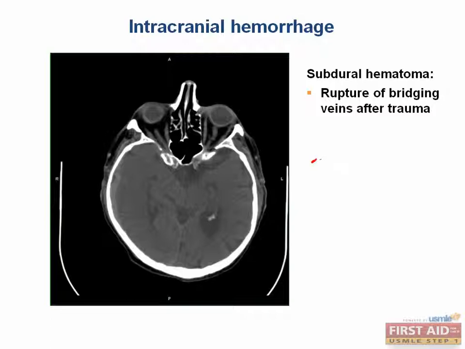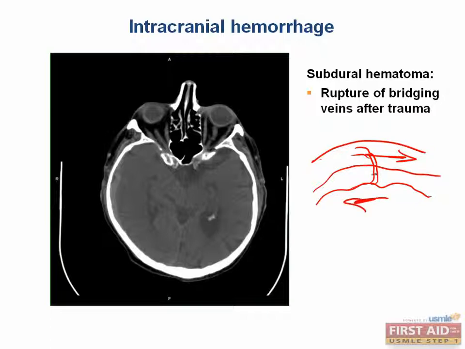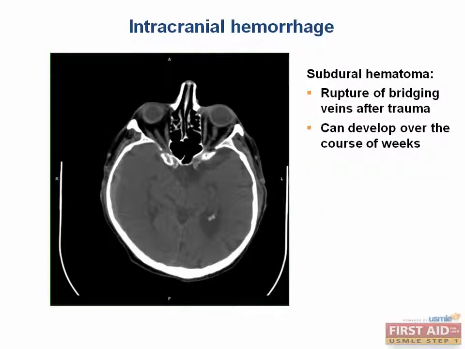So if we think about our skull here, then we have our brain and then you have the dura. Bridging veins essentially are veins that are coming through the dura. And so when you have any sort of movement that shifts the skull in this way, the brain in this way, you can rupture these veins and they bleed into the subdural space. Subdurals can be chronic, developing over the course of several weeks, or they can be acute, developing immediately after injury.